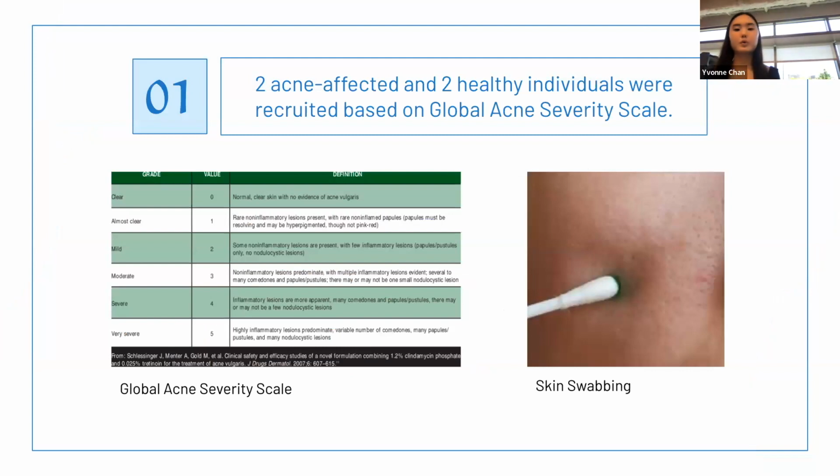So the first step was recruitment, where I recruited 2 acne-affected and 2 healthy individuals based on the global acne severity scale. And so I made sure that the normal individuals, the healthy individuals, did not have any sign of acne vulgaris and were in the grade clear, whereas the 2 acne-affected individuals were in the moderate area, where there were few non-inflammatory lesions and maybe one cystic acne lesion.